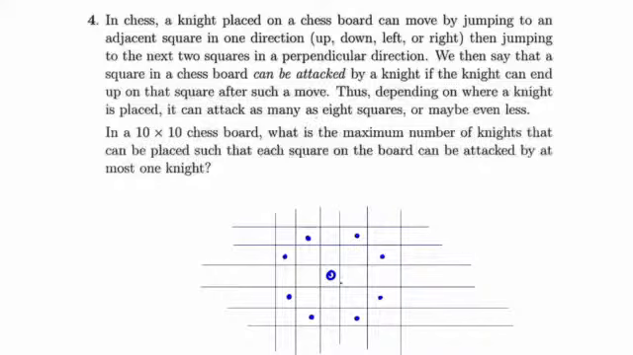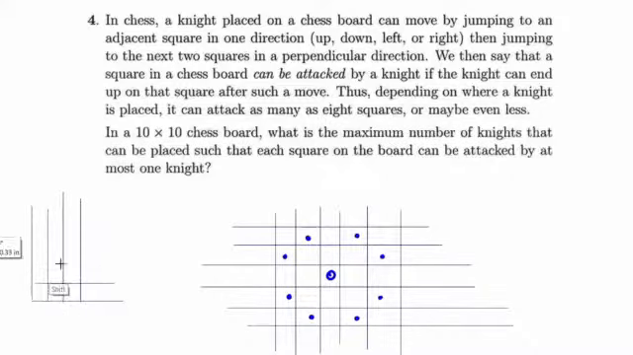But for example, if it is in the corner, let me show you. If it is in the corner like this, then it can attack, for example, only 2, here and here, because the other 6 cells are outside the board. On a 10 by 10 chessboard, what's the maximum number of knights that can be placed such that each square on the board can be attacked by at most 1 knight?